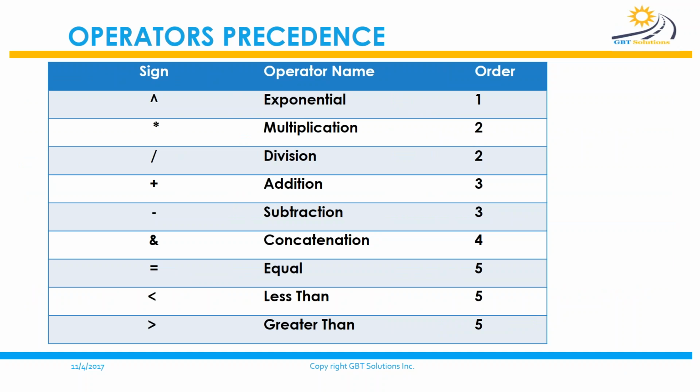Operators have precedence. Precedence means that if you are using more than one operator, it is the sequence, or priority, in which Excel performs those operators. The exponential gives us the first priority, then multiplication and division are second priority, and after that addition and subtraction are third priority, concatenation fourth, and equal, less than and greater than fifth. So those are the ranking, or the order in which the formula runs the calculation.